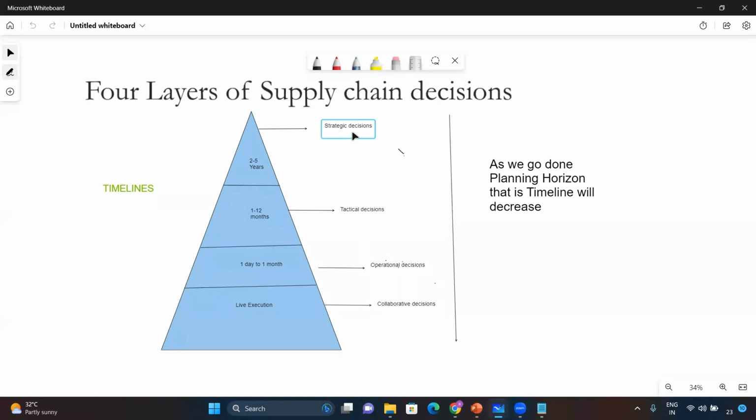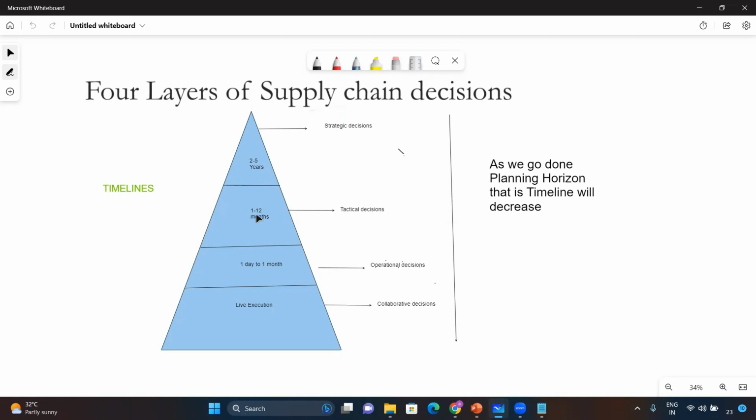So what do we mean by strategic decisions? These are the long-term decisions that set the direction for the entire supply chain. For example, if we are taking decisions on where to set up the plant or how to design the network, those come under strategic decisions. Top level management generally takes a call on these strategic decisions. These are long-term decisions, so you can see the timeline is 2 to 5 years.